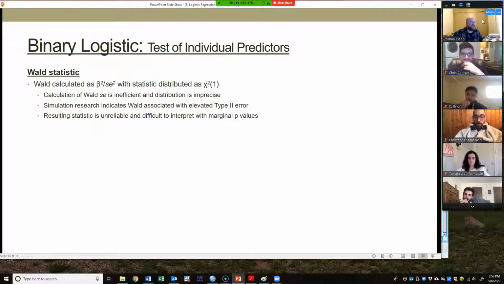And so what we see is that in simulation research, these Wald statistics that you'll get in your output show evidence of elevated type 2 error. Okay. Chris M., what does elevated type 2 error mean?